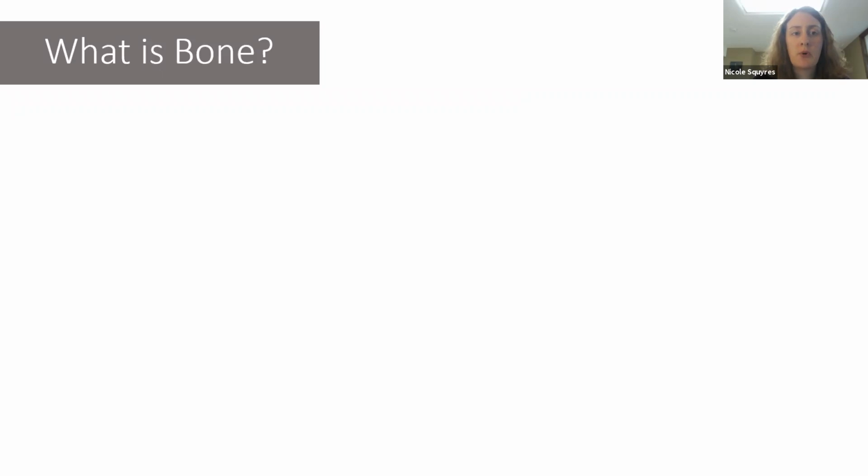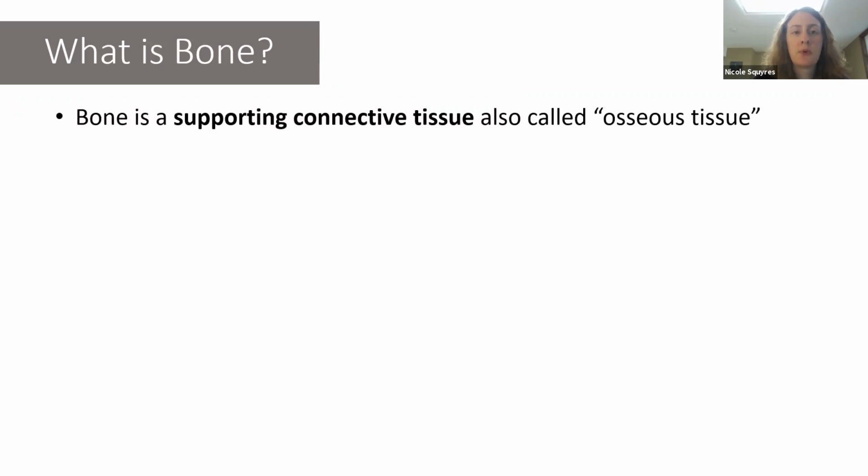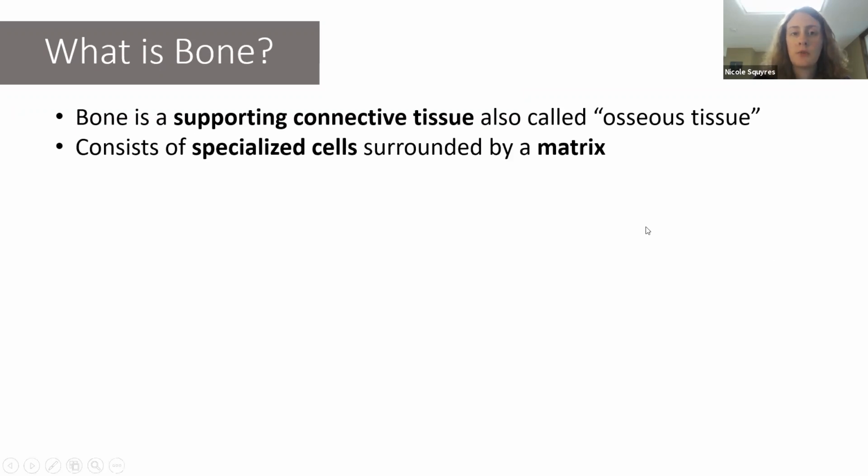So what is bone? Bone is a supporting connective tissue, which is also called osseous tissue. So you should recognize this term, right? Connective tissue. We've talked about other types of connective tissue so far in the course. And connective tissue, by definition, is a tissue that is made up of two components, specialized cells, and then a matrix, which is the substance that surrounds those cells.